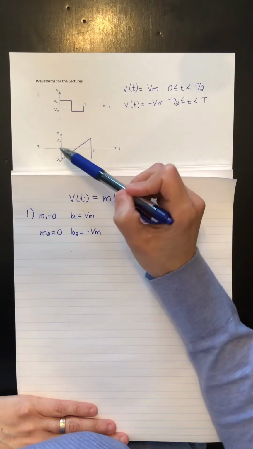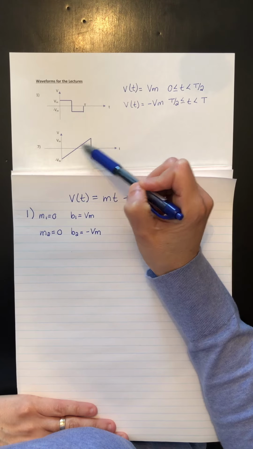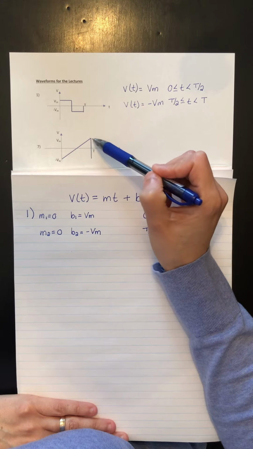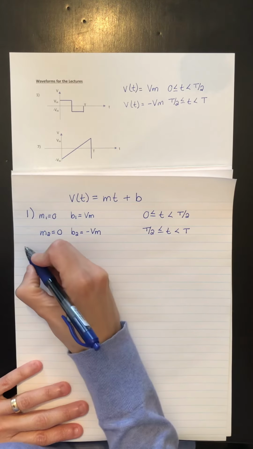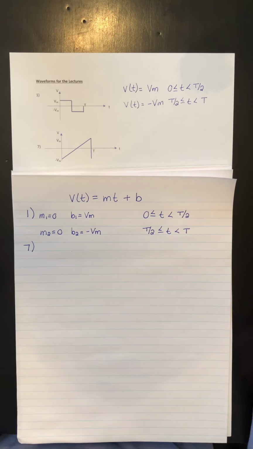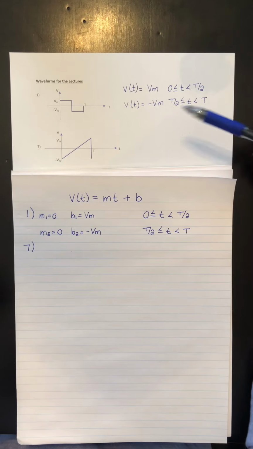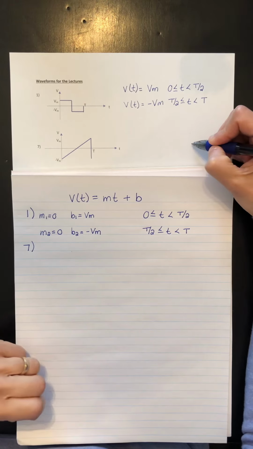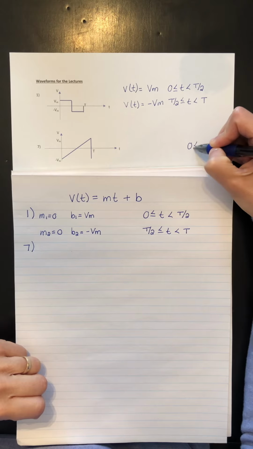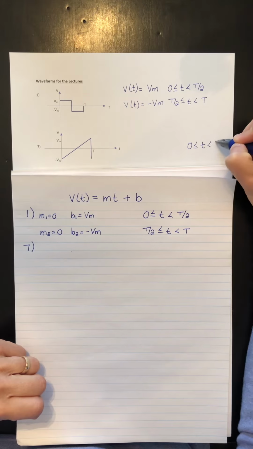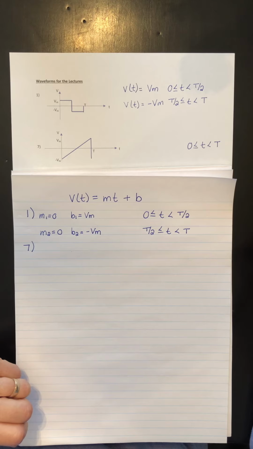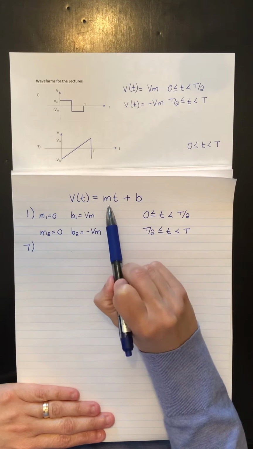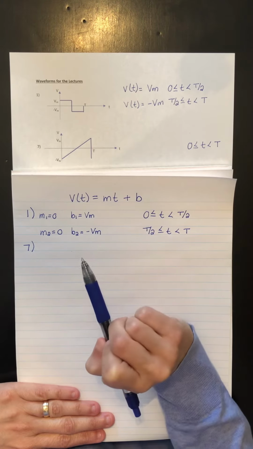Now, it is one straight line, one continuous straight line from 0 to capital T for number 7, which means we are not going to have to break our domain up at all. So we will have one equation only for the full period. All we have to do, therefore, is work out what we'll be using for M and what we'll be using for B.